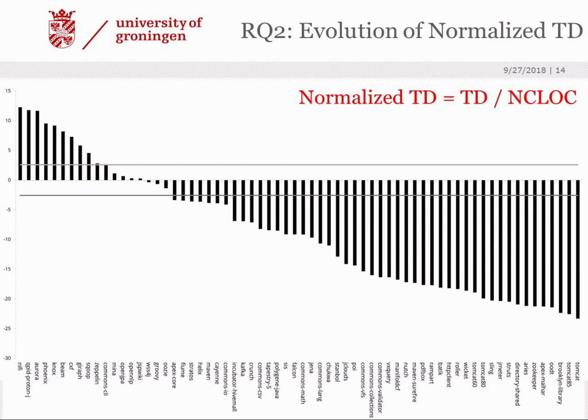Then I wanted to know how the normalized technical debt, in other words, the amount of technical debt that exists on each source line of code, evolves over time. And here things are the opposite. For the majority of the projects, I saw that the normalized technical debt tends to decrease, which is surprising if we take into account Lehman's law, which says software tends to age over time and the quality goes down.